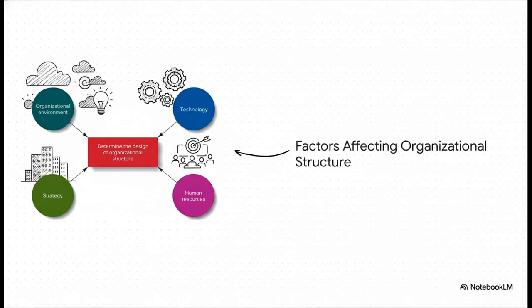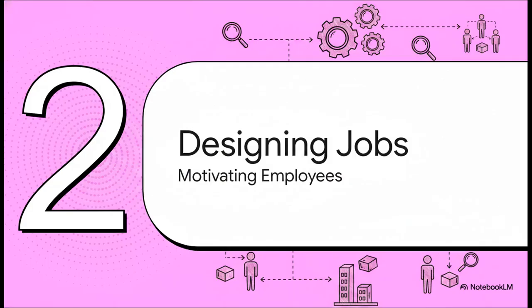Now, take a look at how this visual quadrant breaks down the actual forces that shape that architecture. You can't just pick a structure out of a hat. Managers have to look at 4 key factors: the organizational environment, technology, human resources, and strategy. For instance, if your strategy requires rapid, nonstop innovation, you're going to need a very different structure than a company that's just focused on low-cost mass production. Or if the technology you use is super complex, your structure has to accommodate the highly specialized skills of your human resources. As you can see, these 4 arrows all point inward, meaning they collectively determine the actual design of your organizational structure. Moving right along to part 2, Designing Motivating Jobs.